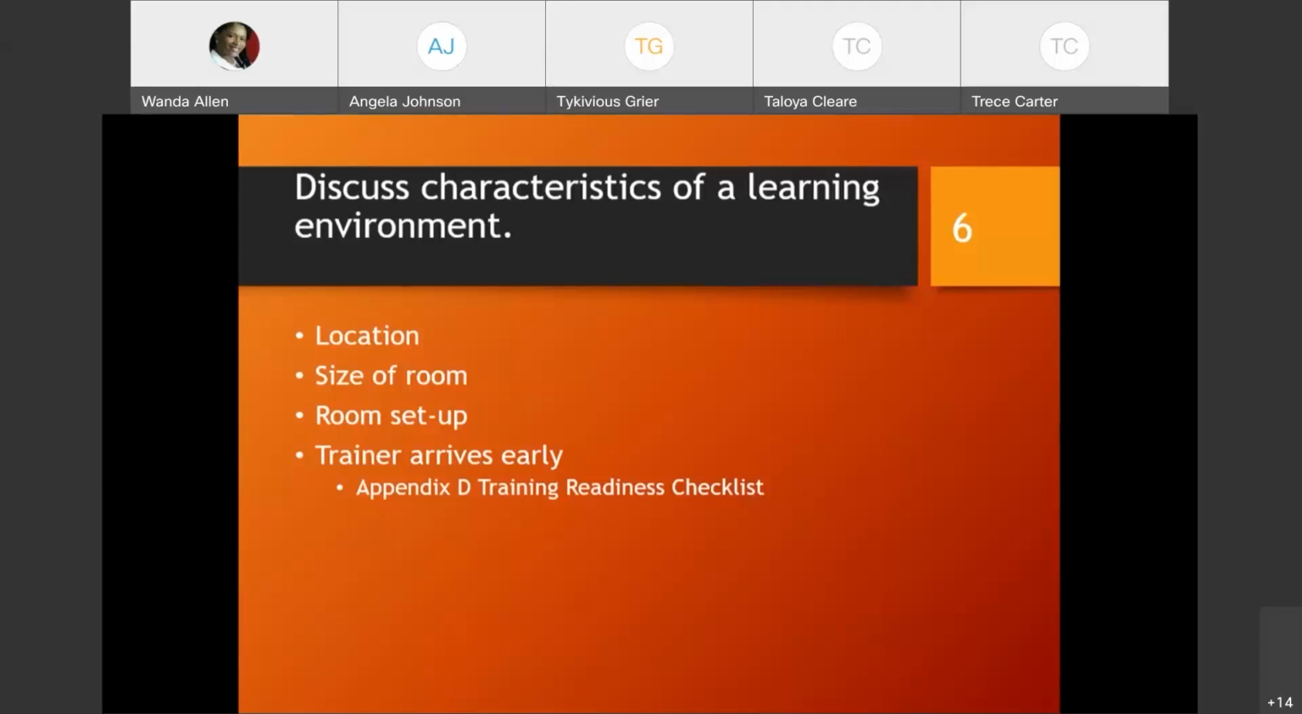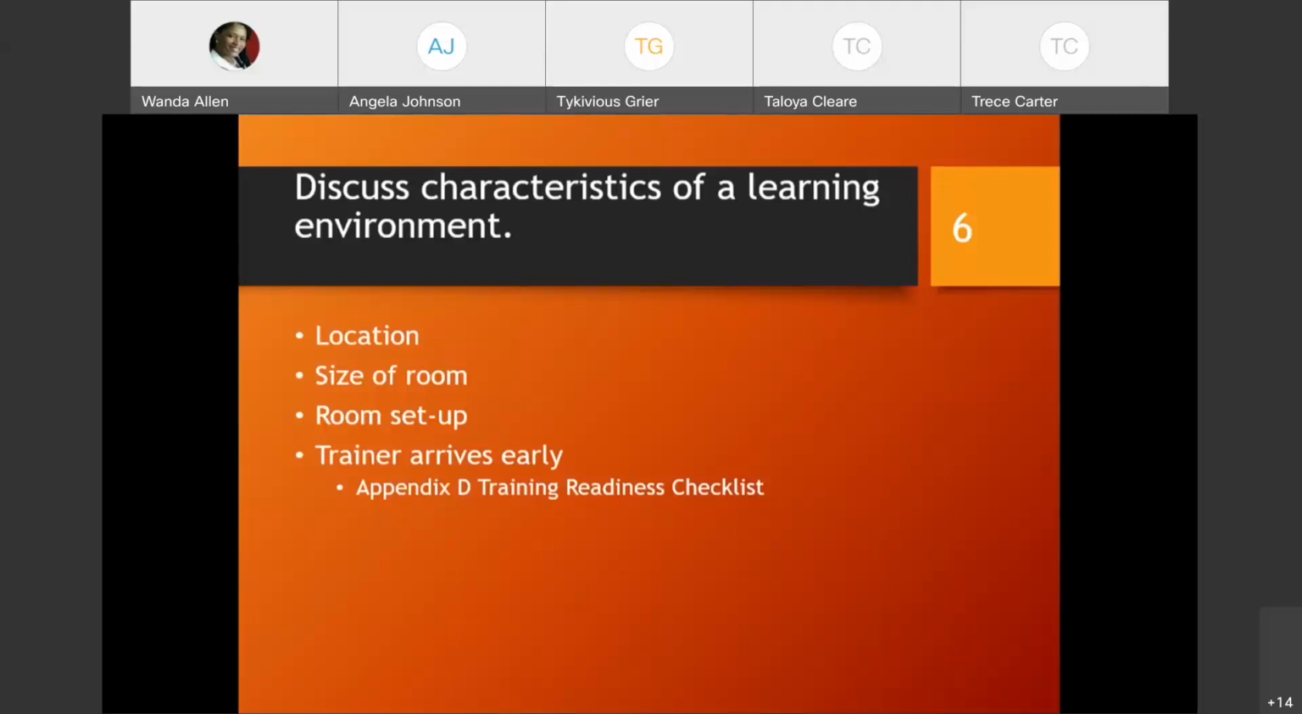lesson to be taught. An additional seating arrangement includes just the standard classroom seating, as you can see from the picture demonstrated in your manual on page 18. Also, for a large group, you can use the theater style seating arrangement. So location, the size of the room, and setup are all important as it relates to the learning environment. You want to make sure that the participants are comfortable and there are no distractions around, okay?